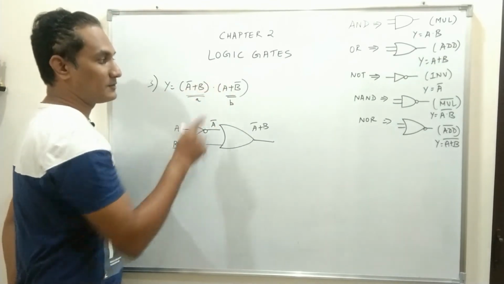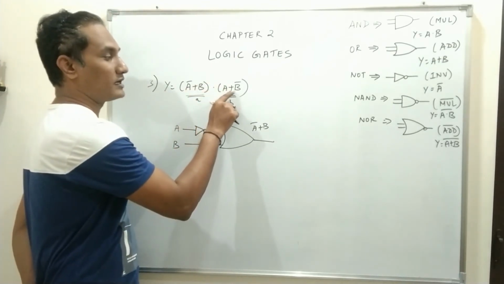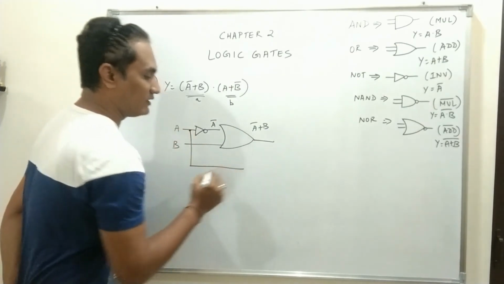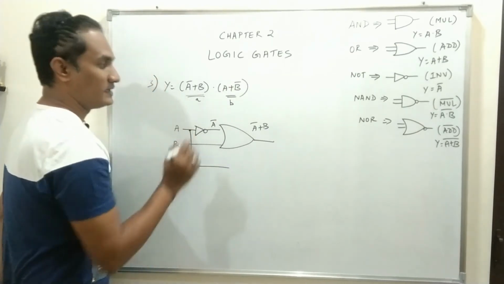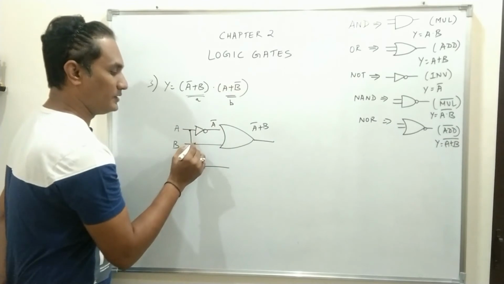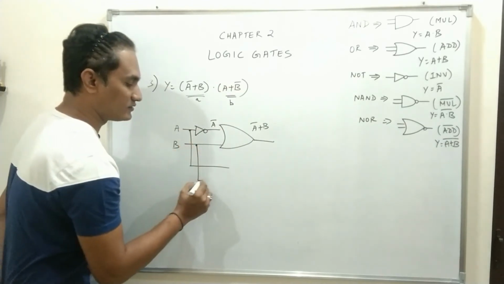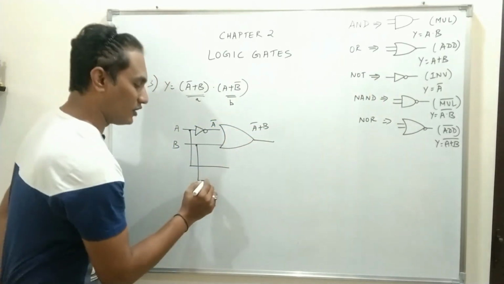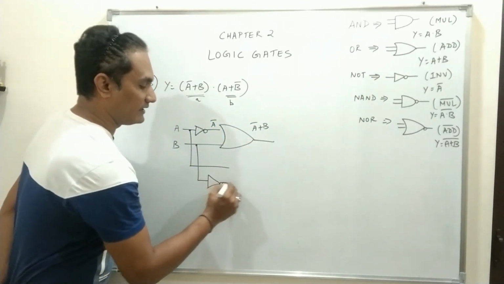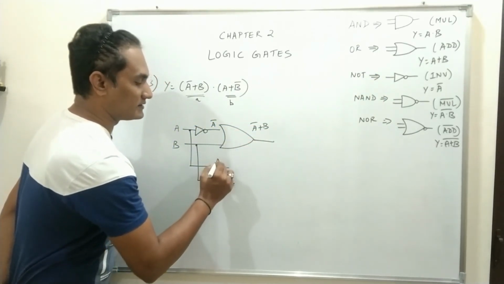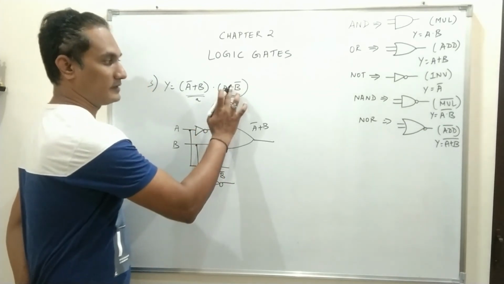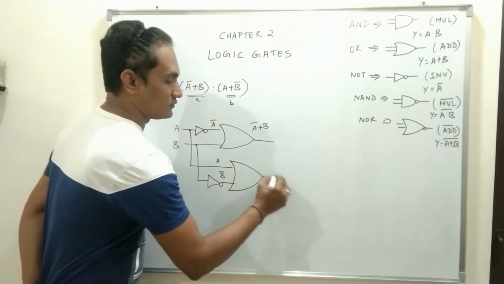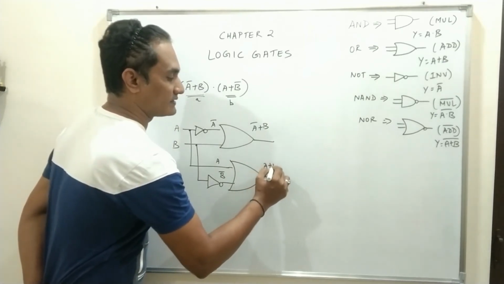Go to the second expression. What is the second expression? A plus B bar. So A already we have, extend one line over here. Similarly B bar, you have B. So to get a complement over that variable you have to use a NOT gate. So I will connect a NOT gate over here. So this will be B bar, this is A. We both connected by plus sign. Plus sign indicates OR operation. So this will be A plus B bar.